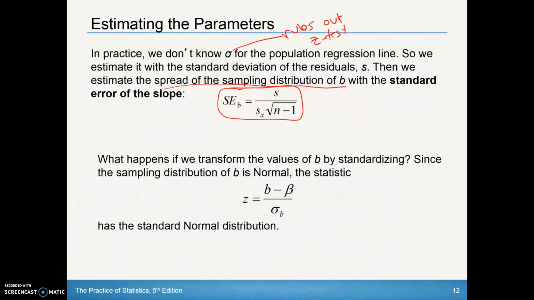So the question is, what happens if we transform the values of b by standardizing? Since the sampling distribution of b is normal, we'd have our z-score. So we're going to take our sample statistic minus our parameter, all divided by the standard deviation of our statistic, and that should have a normal distribution. So again, our general z-scores are always our statistic minus our population parameter, divided by the standard deviation.